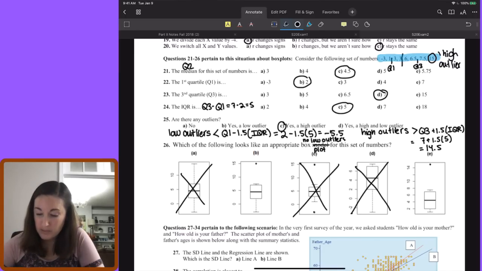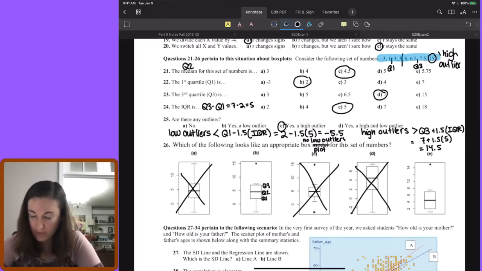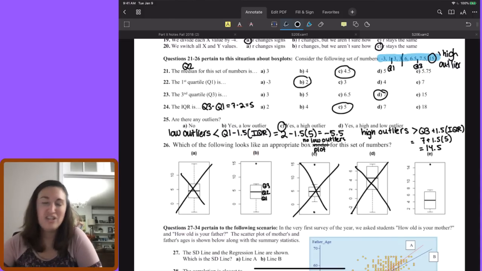Well, remember on the box plot, this line right here is Q1, this is Q2, and this is Q3. So if we look, Q1 looks like about halfway between 0 and 5. It looks like it'd be about 2, right? And then the median is 4.5, and then Q3 is about 7.